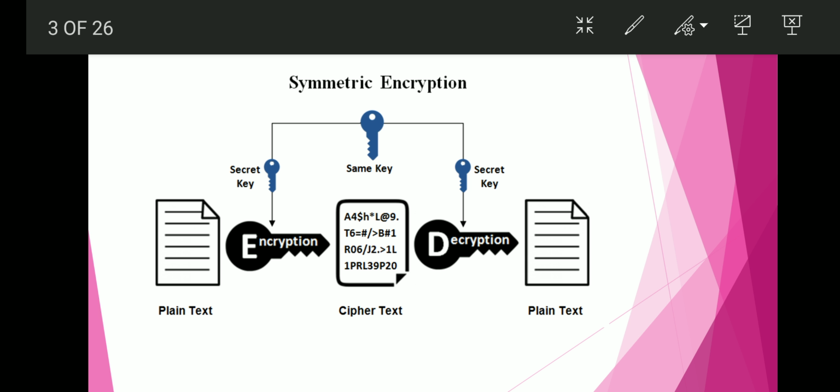But we have a disadvantage: we are going to use a single key for encryption as well as decryption. If the key is revealed, that is the biggest drawback. In order to overcome that, we can use asymmetric cryptography.